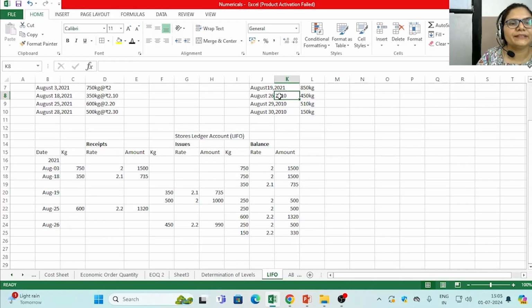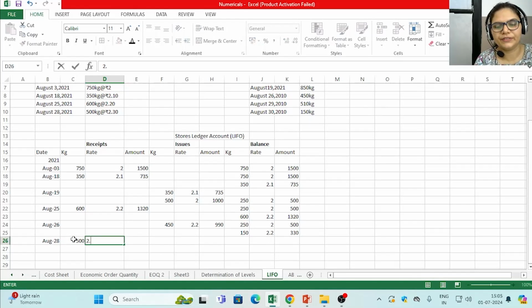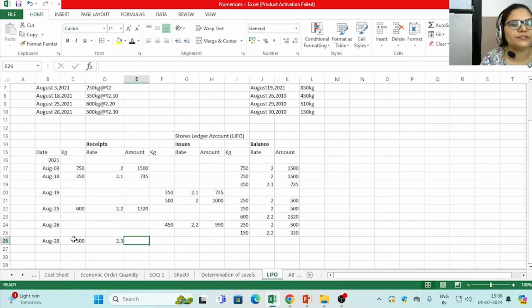After August 26, we have transaction at the date August 28. It is 500 at the rate of 2.30. Amount is 500 into 2.30 will give you 1150.